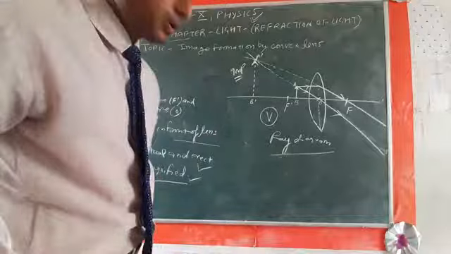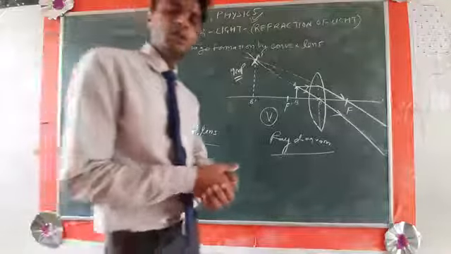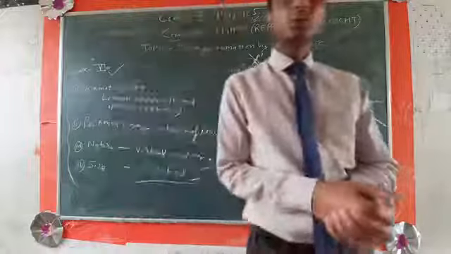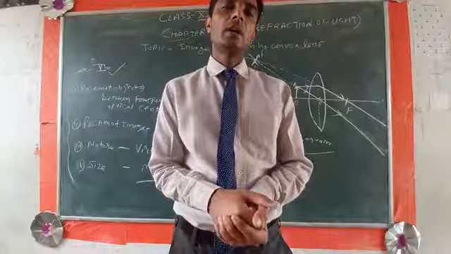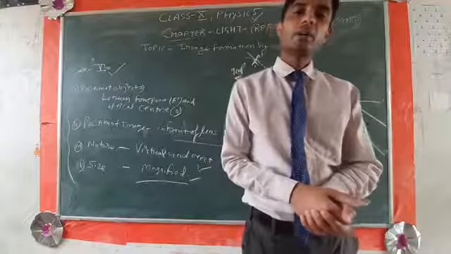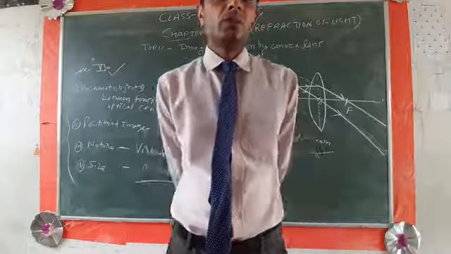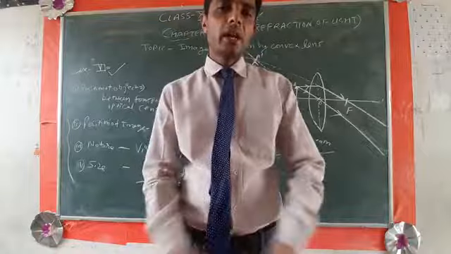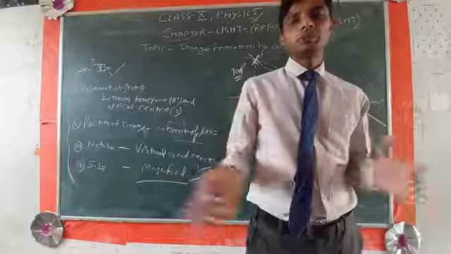Okay, so I hope you understood. In the next video I will explain refractive index and the lens formula, and after that we will start the numericals based on this chapter. So you have to try to draw the ray diagram, and you have to know the position of the image for various positions of the object.